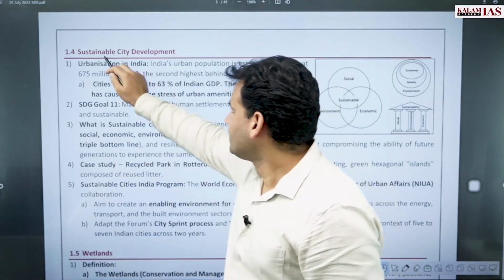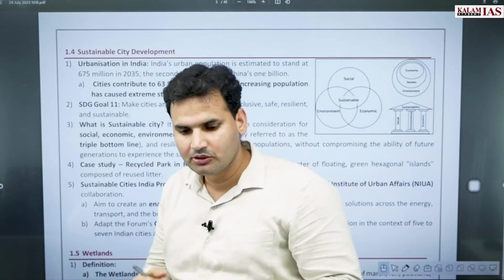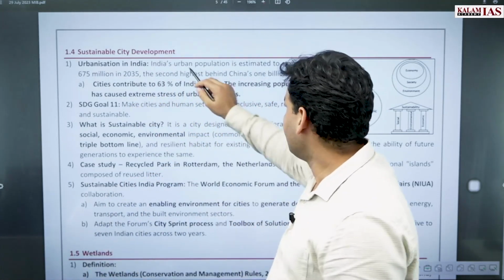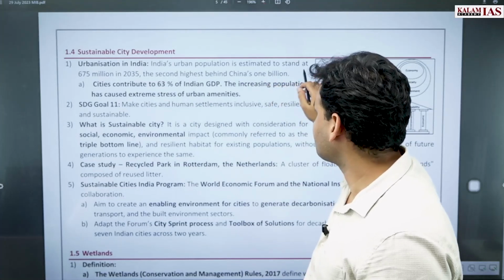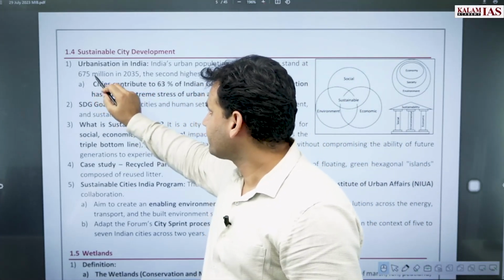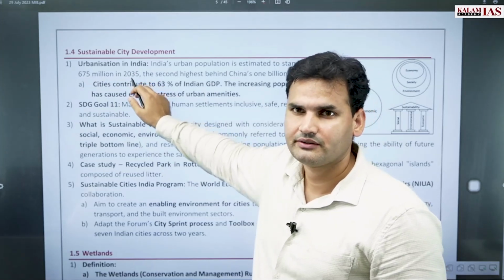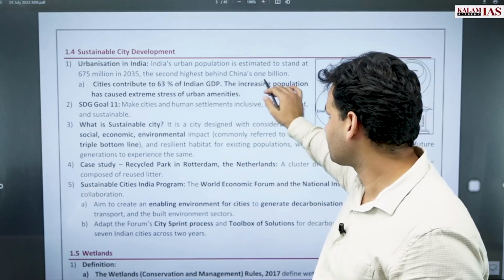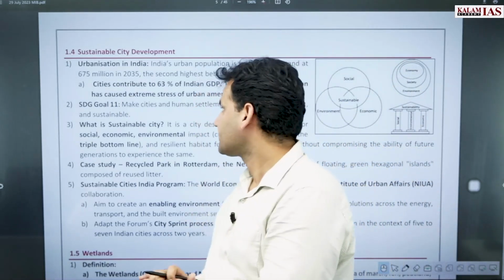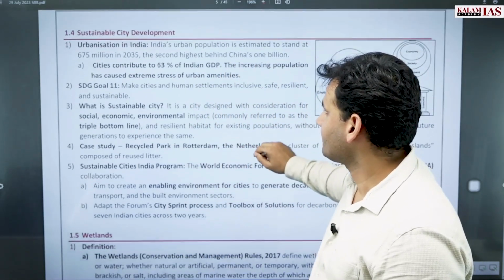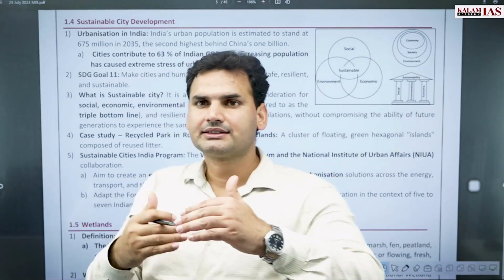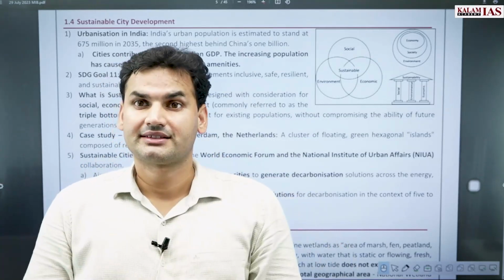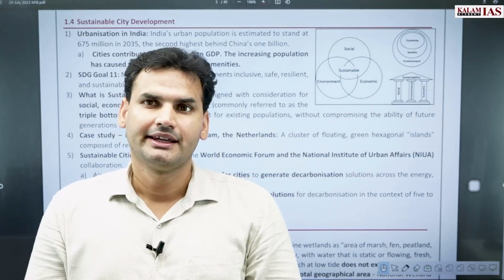Also, why we need to study about cities? We need to study about cities because urbanization is increasing, and you can quote this data that India's urban population is estimated to stand at 675 million in year 2035. And the second highest, it is the second highest, of course, behind China's 1 billion. And if the population of humans is increasing, so does the waste that is generated by humans. It is increasing.